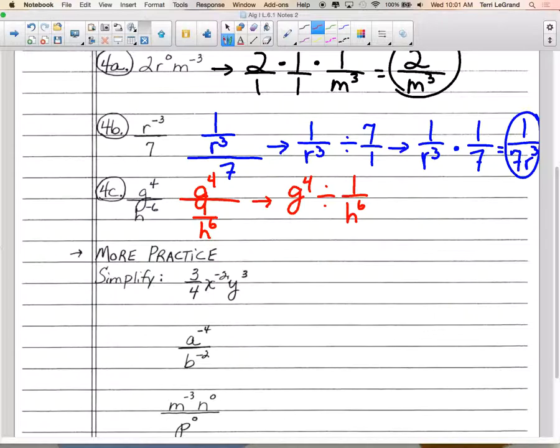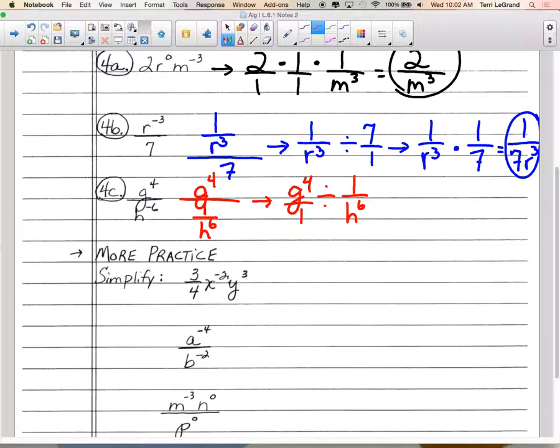Well, since we have a fraction, let's make this one into a fraction. Does that one divide nicely, both up and down? Yeah. Okay, what's g to the 4th divided by what? G to the 4th. Cool. What's 1 divided by h to the 6th? That doesn't work. It's not h to the 6th, is it?